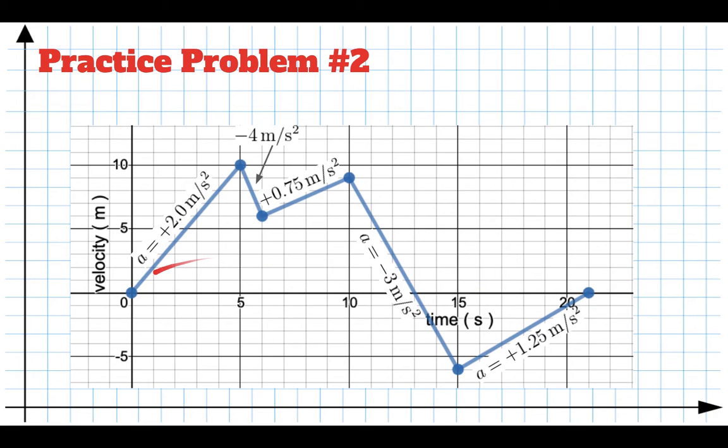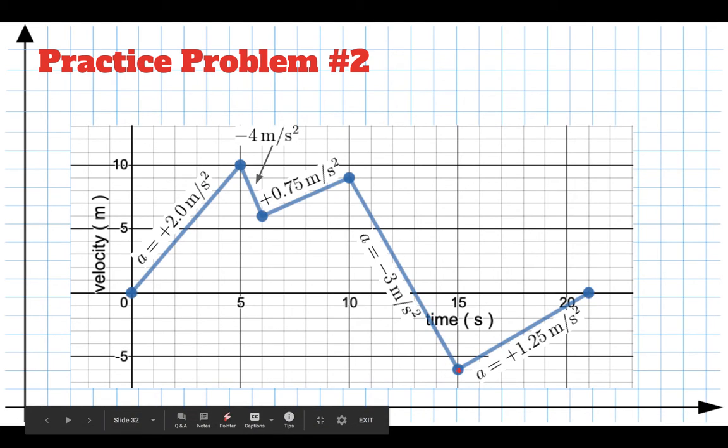So this object is moving to the right pretty fast. It moves to the left really fast. It moves to the right. This object's velocity is increasing at a high rate. It decreases at a very high rate. It increases again, and then it decreases all the way to here where the velocity goes negative. So it's at this point where the velocity becomes negative, and then it increases again until it's back to 0. Okay, so that's what that graph tells us.